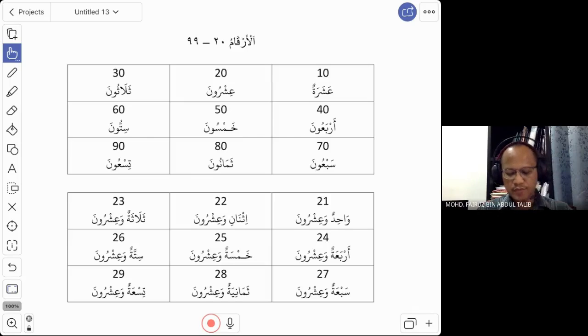Today we are going to continue the numbers. We are going to learn from 20 to 99. At least for this level, you will know how to say from 1 to 99. All right, let us look at the numbers.